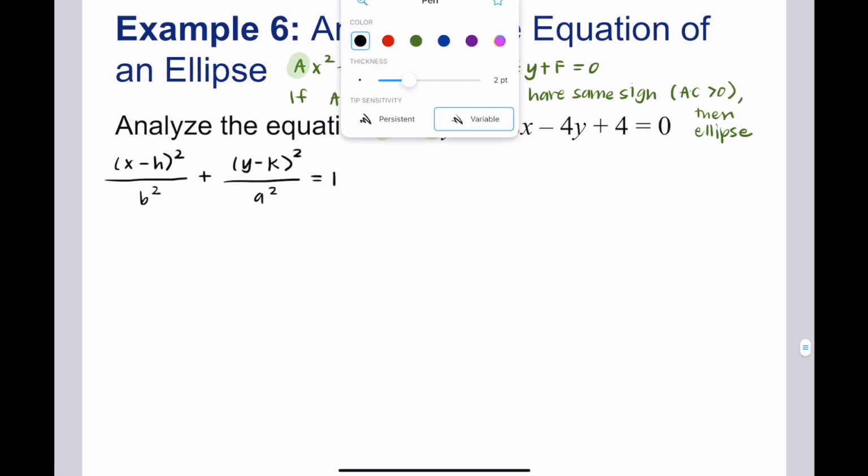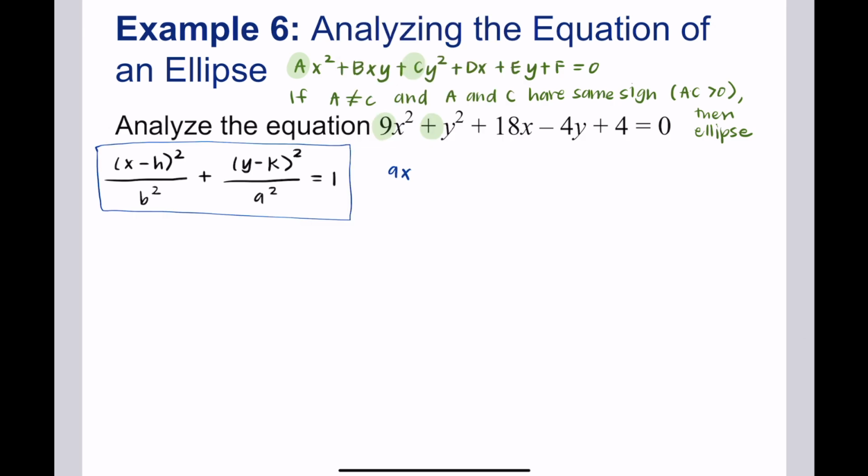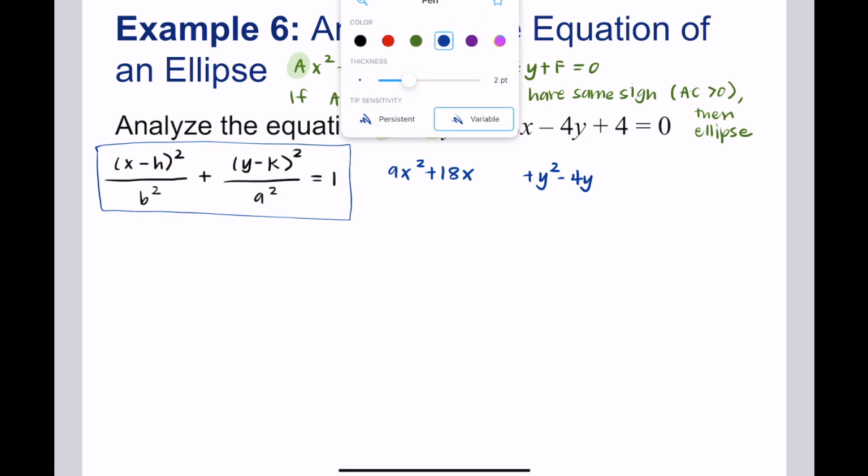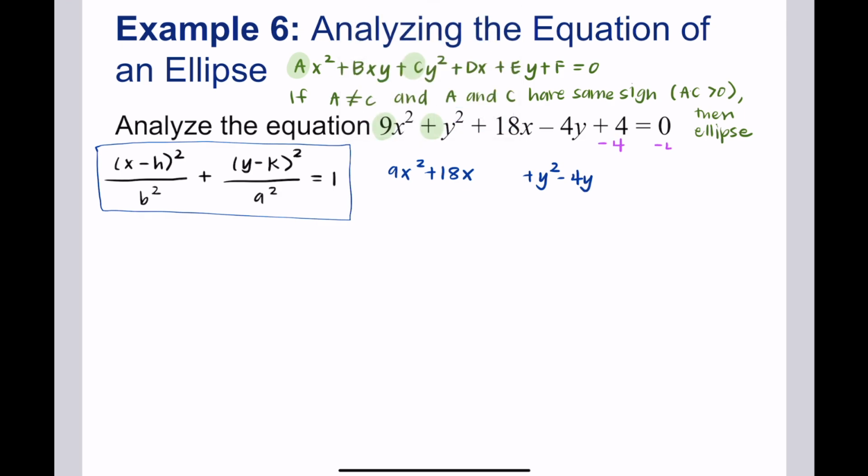So we are going to group our x terms together. We have 9x squared plus 18x, and leave a bit of space. And then we are going to group our y terms together. So we have y squared minus 4y, and we will subtract 4 on both sides of our equation to move the constant to the right side. So this is equal to negative 4.